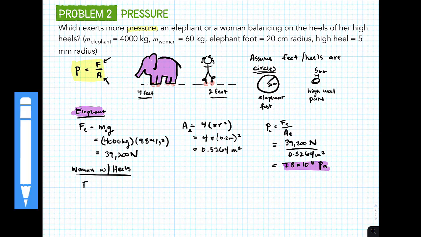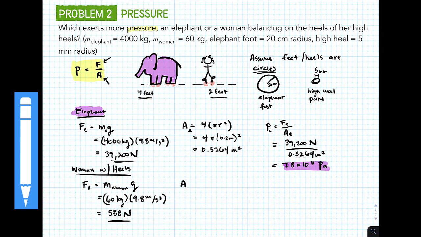All right, and we're going to follow the same process. We'll start with the force of the heels, and that's going to be the mass of the woman times g. So that's 60 kilograms, 9.8 meters per second squared. That's going to give us about 588 newtons. So as we would expect, the weight of the woman and the weight of the elephant are pretty drastically different. The women weigh less than elephants for the most part.